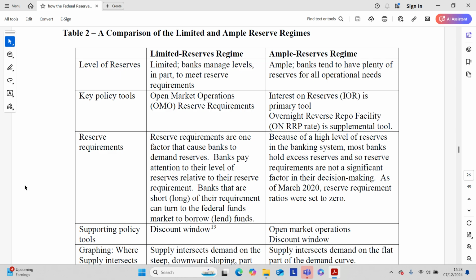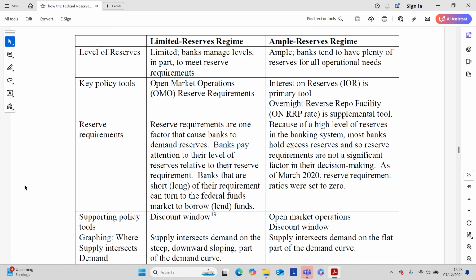The next one is the supporting policy tool. The supporting policy tool for the limited regime is the discount window, while for the ample reserve regime it is none other than open market operations and the discount window. Graphing, where supply intersects demand. In the limited reserve regime, supply intersects demand on the steep downward sloping part of the demand curve, while in the ample reserve regime, supply intersects demand on the flat part of the demand curve.